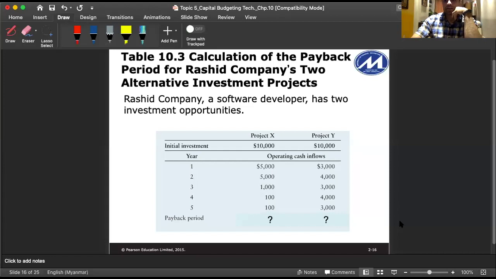Project X, 2 years, and project Y, 3 years. So which one should we select, X or Y?